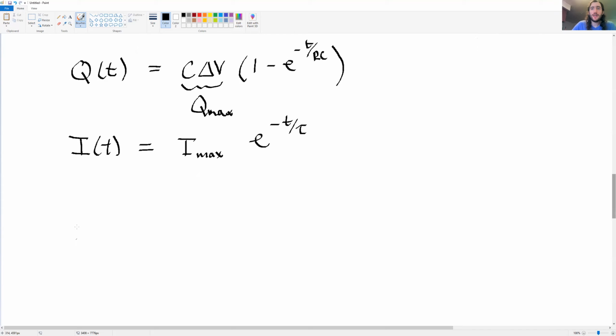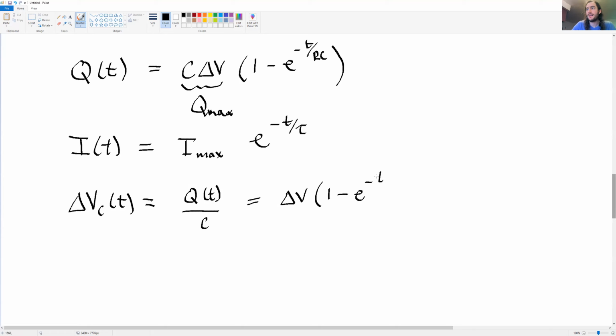Well, the voltage across the plates of the capacitor is also a function of time, right? And it's given as Q of t divided by C, right? And so we can write the voltage as a function of time as delta V times (1 minus e to the negative t over RC). That's the voltage on the capacitor as a function of time.